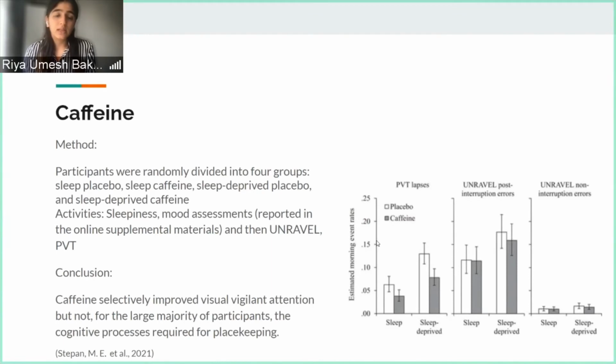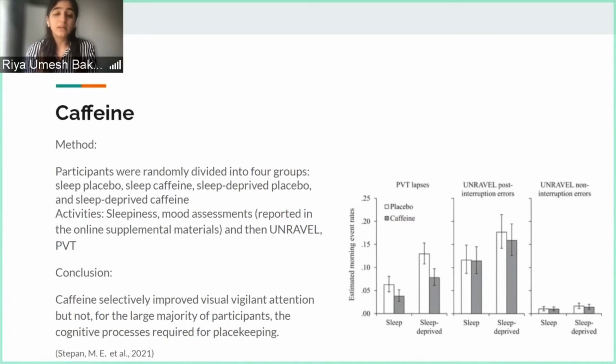The method used was that the participants were randomly divided into 4 groups, and these groups were either sleep deprived or not sleep deprived, and they were either given placebo or a dose of caffeine, 400 milligrams. The activities performed were sleepiness and mood assessments, and also Unravel and PVT. PVT stands for psychomotor vigilance task, in which participants monitored a blank computer screen for the appearance of a large red circle in the center of the screen and were instructed to make a mouse click as quickly as possible.